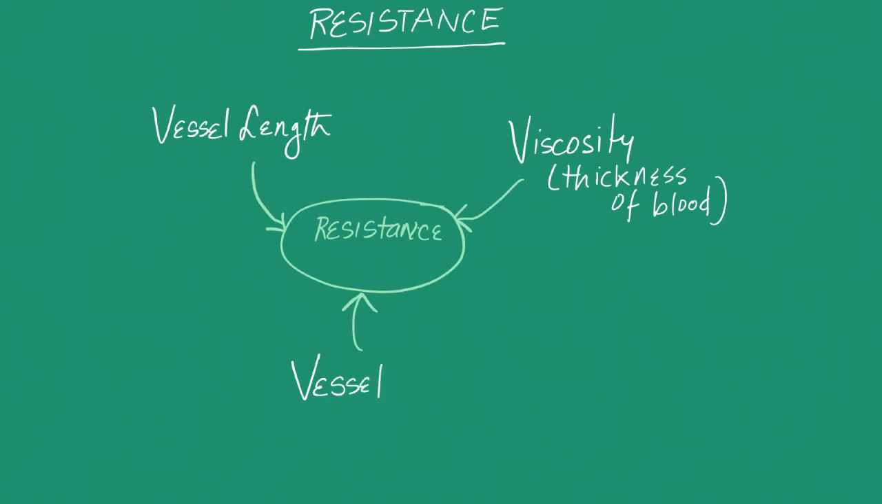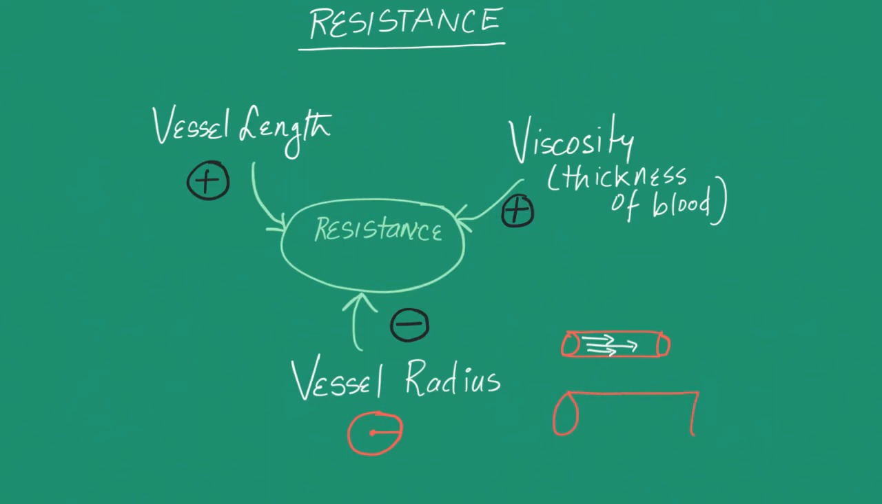The third factor has the most profound effect on resistance, and that is vessel radius. This keeps changing whenever the blood vessels dilate or constrict, and the radius increases if the blood vessel opens up or is dilated, and it decreases if it is constricted. So the vessel radius has a negative effect on resistance. If you increase the vessel radius, the resistance goes down.